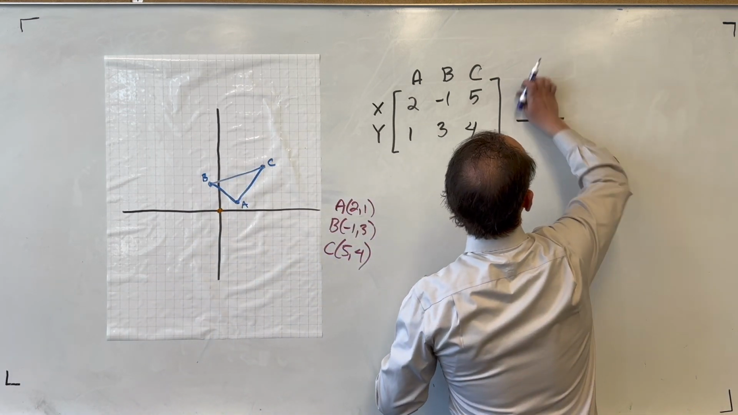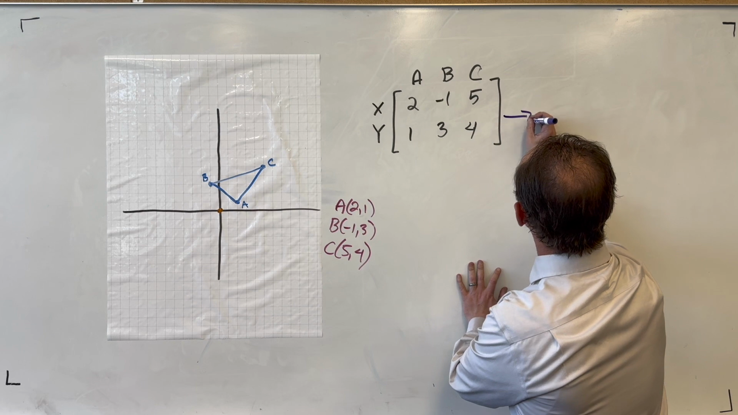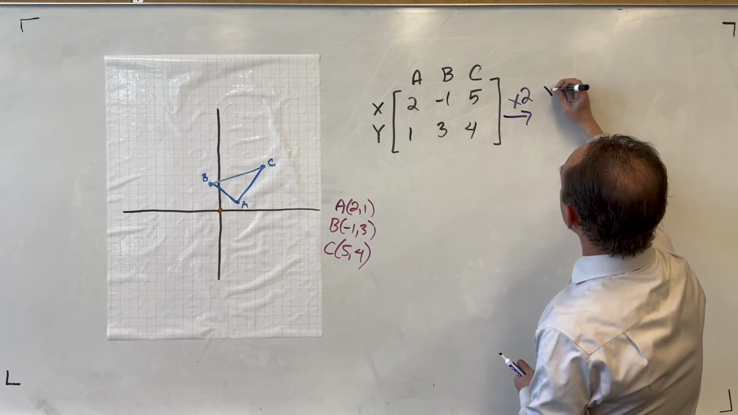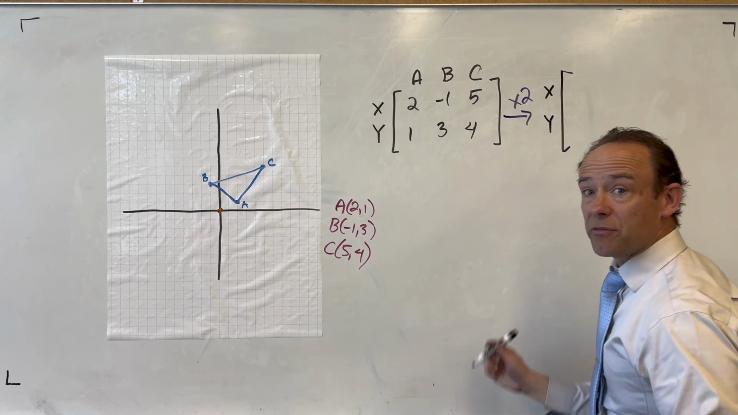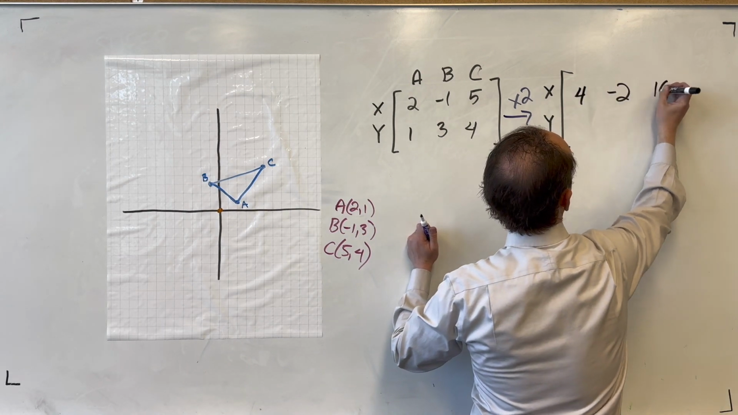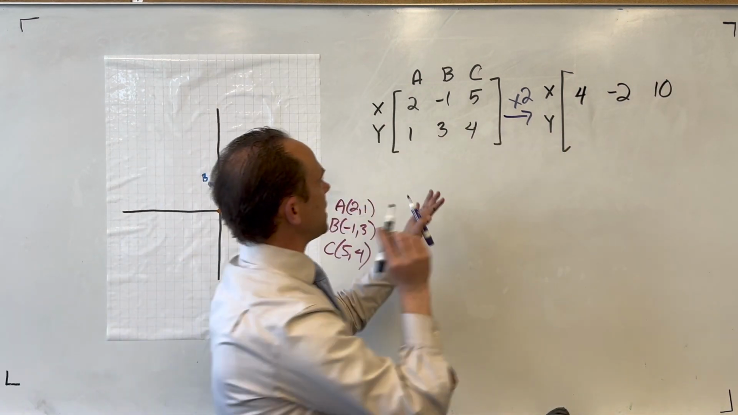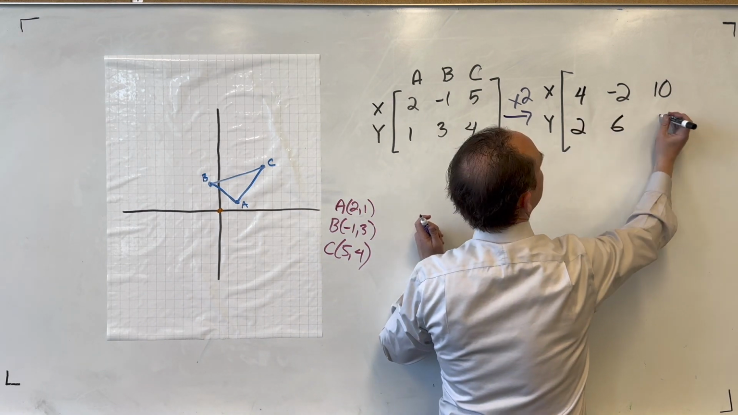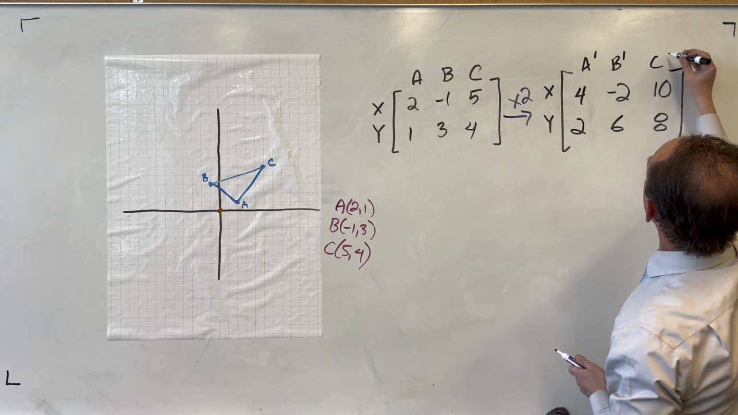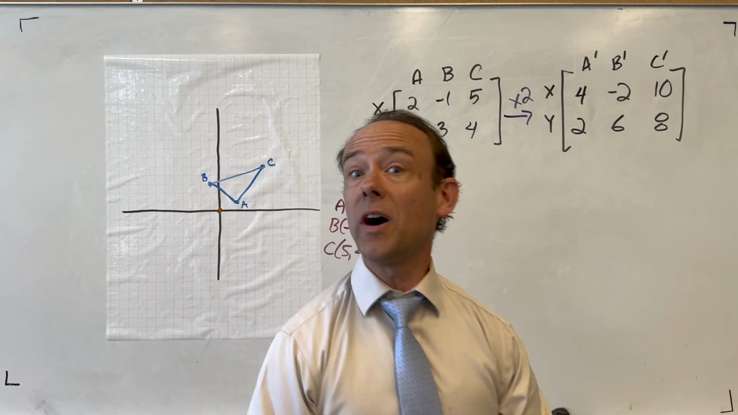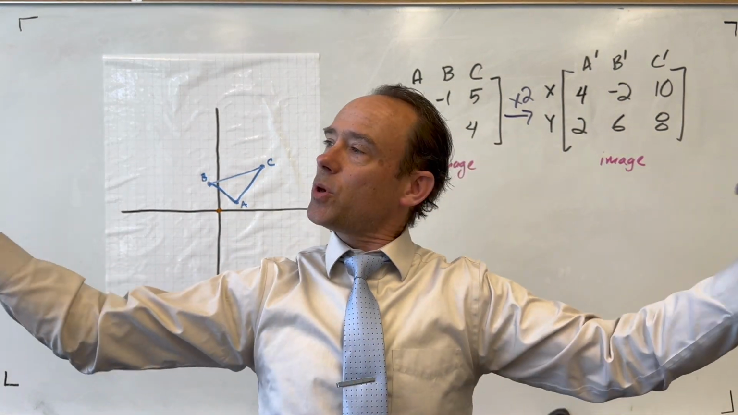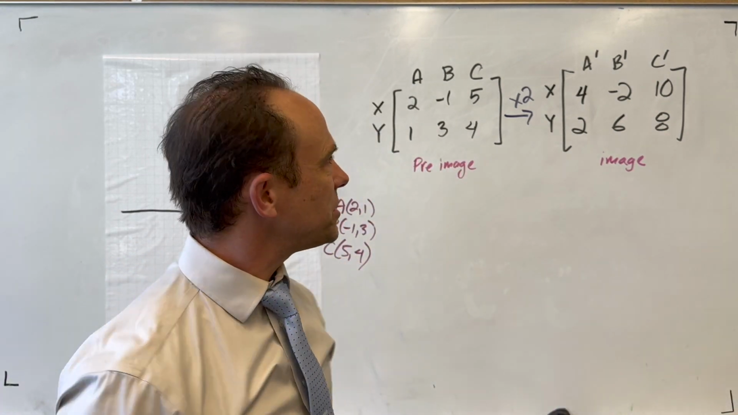So, switching colors here. What we're going to do, I'm going to make sure I got enough room. So we're going to times 2 on this. So let's see, we're going to still have our x and our y. Every x value gets multiplied by 2. Let's just go. 4, negative 2, 10. Every y value multiplied by 2. 2, 6, 8. Let's give them their primes. Let's remember one other thing. And just like that, you're done. Beautiful.